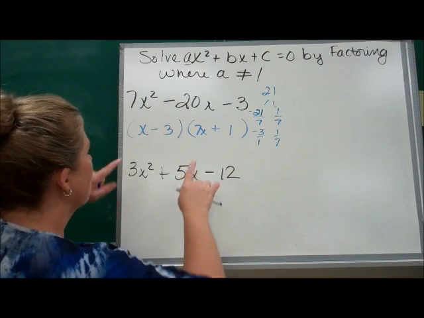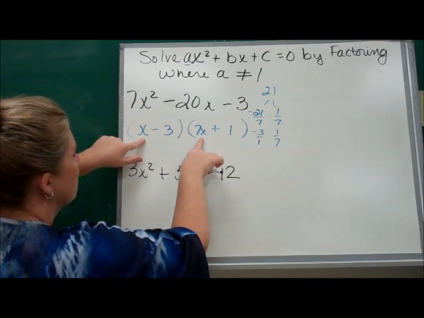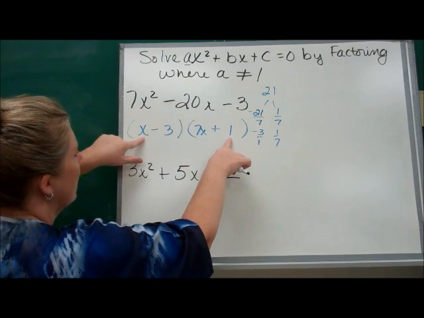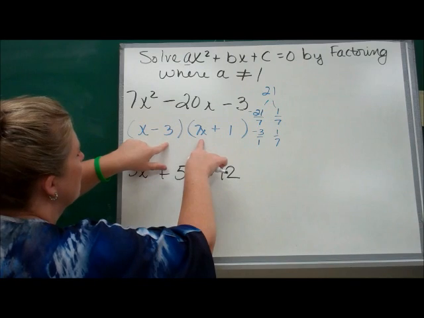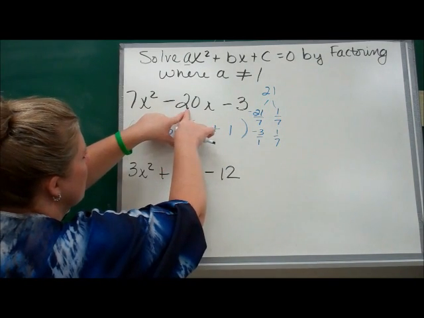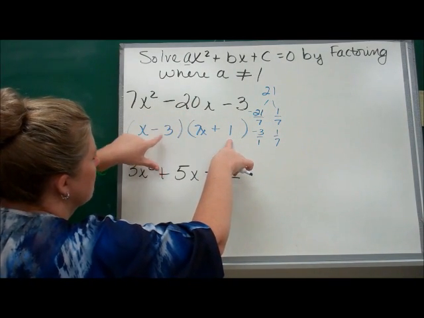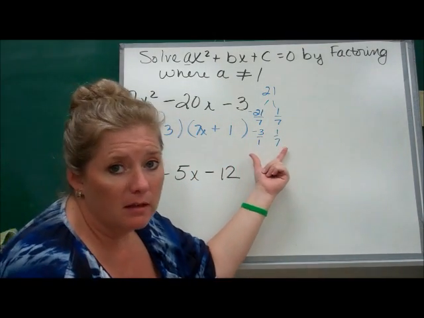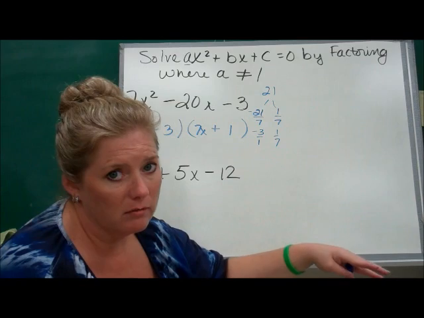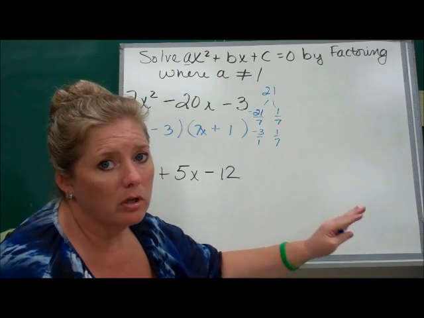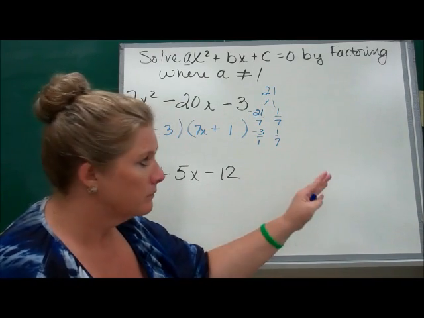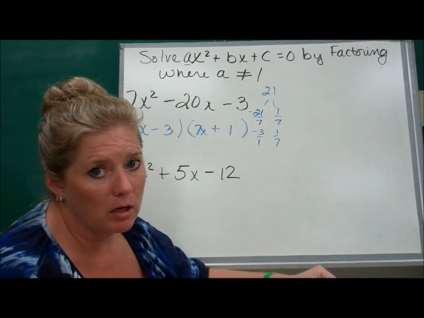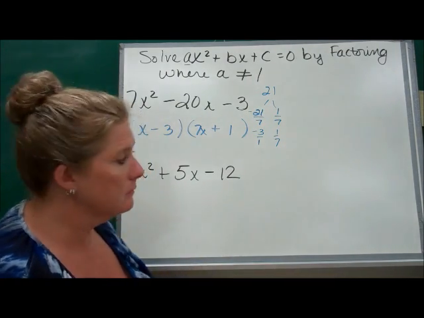Okay, check it. 7x times x is 7x squared. Do your outers and your inners. x times 1 is x, and 7x times negative 3 is negative 21x, for negative 20x, and then negative 3 times 1 is negative 3. It worked. This method, guys, takes the guess and check out of it. If you follow along in your book, it does guess and check. I don't want to deal with guess and check. We're just going to factor, period, and get it right the first time, every time.